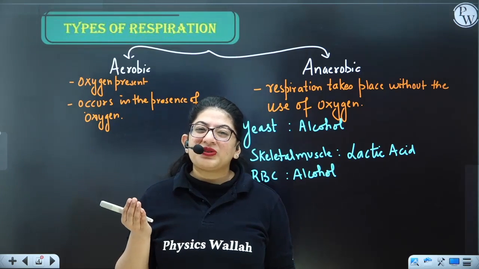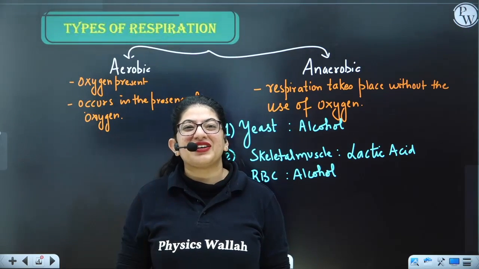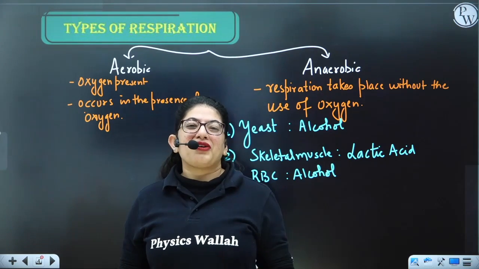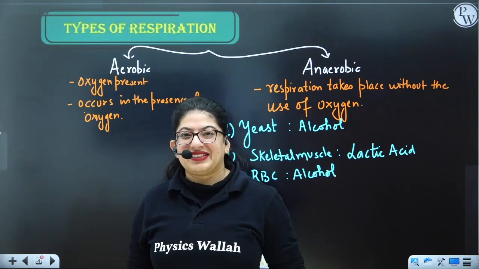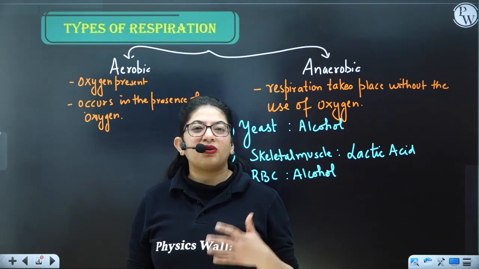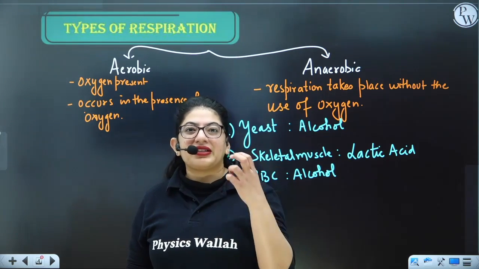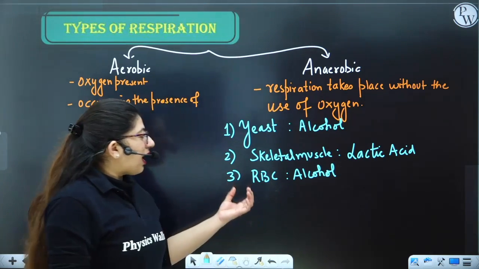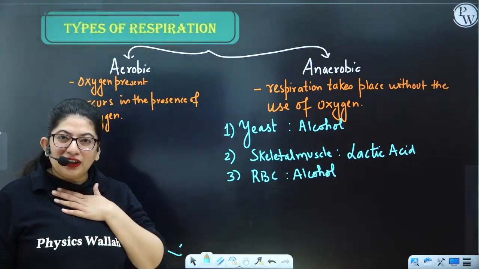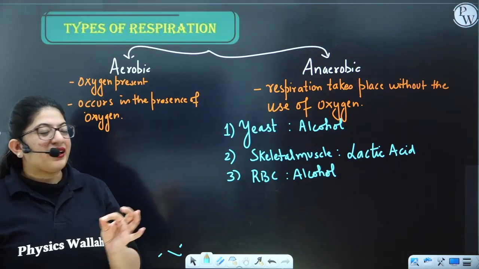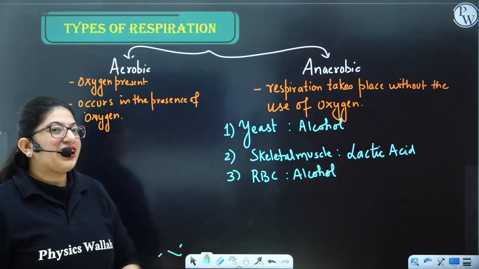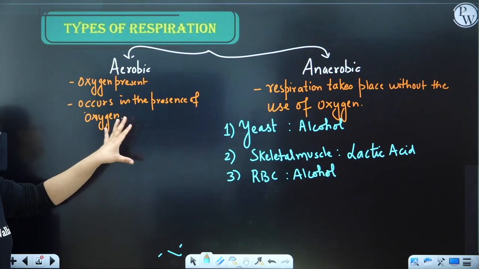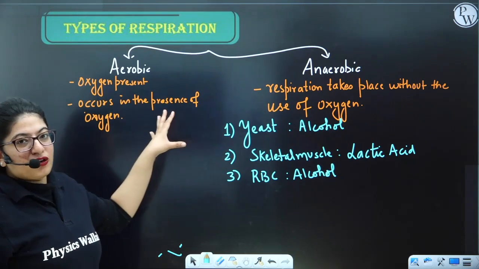Our RBC is producing alcohol. Then why don't we feel dizzy all the time?" The amount of alcohol is so small that you just cannot feel it, or the body cannot make that sense. Also, we have the liver to take care of all these things, right? So RBCs and skeletal muscle in humans, in us, respire anaerobically. Otherwise, our respiration is aerobic, with the help of oxygen.